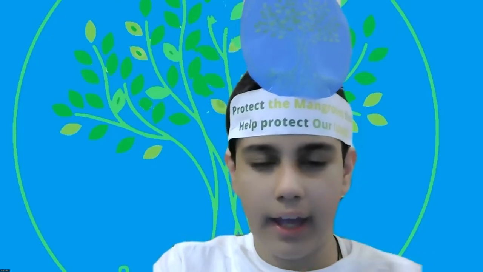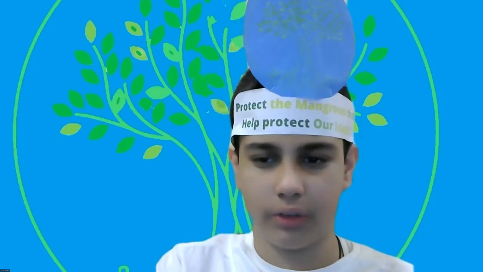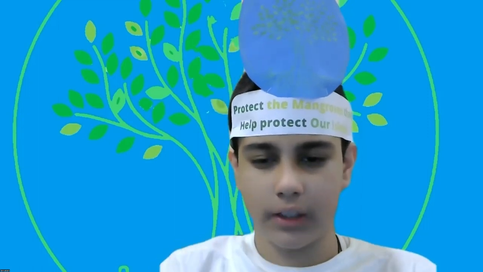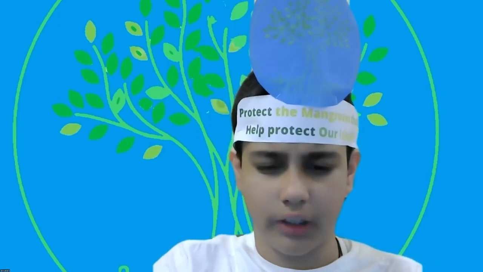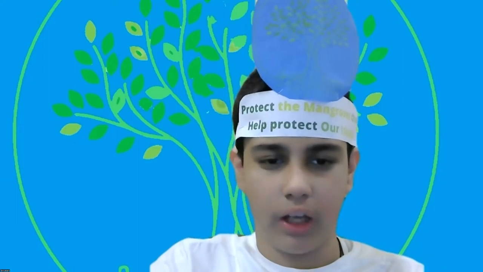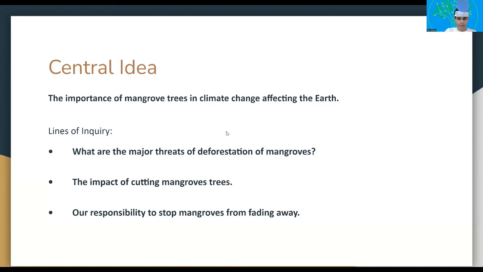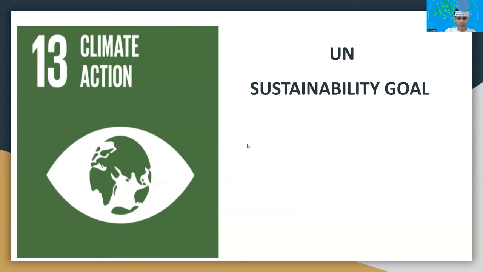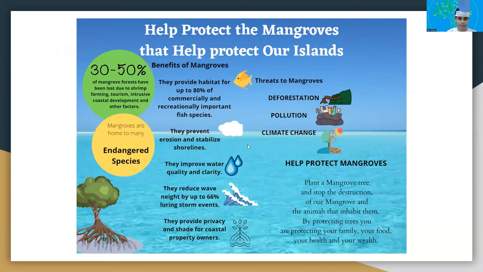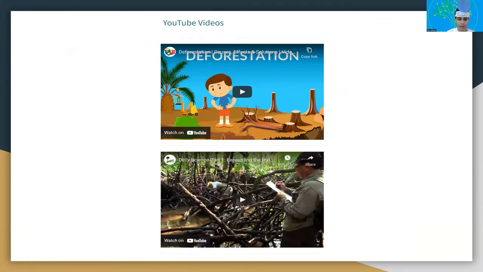Hi everyone, my name is Sahila Swani from grade 6D. Recently, I've been researching the deforestation of mangroves under the central idea, the importance of mangrove trees and climate change affecting the earth. Supporting my UN sustainability goal, climate action, did you know that 30 to 50% of mangrove forests have been lost due to shrimp farming, tourism, intrusive coastal development, and other factors?